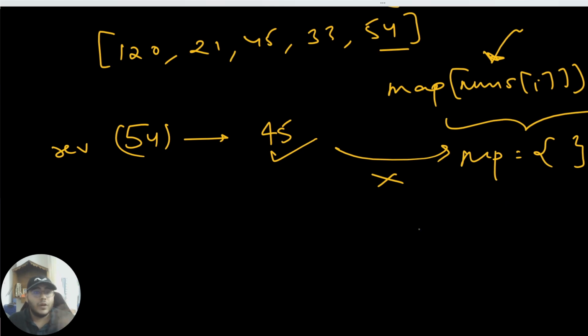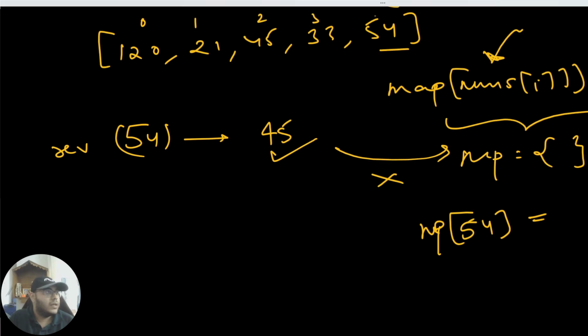right? And before going to the next element, what we do is we insert the current element into the map. So MP of 54 becomes what? Let's index these numbers 0 1 2 3 4, right? So MP of 54 becomes 4, right? We got that. Now what do we do? Now we move to 33.